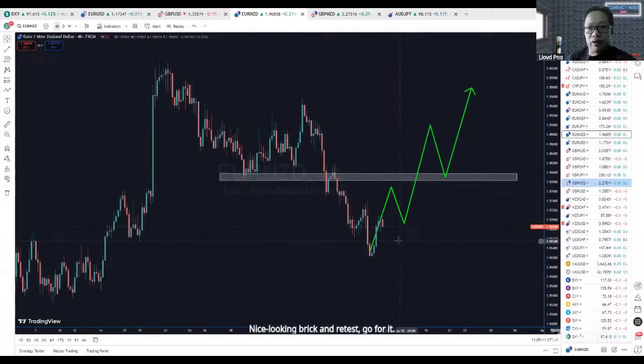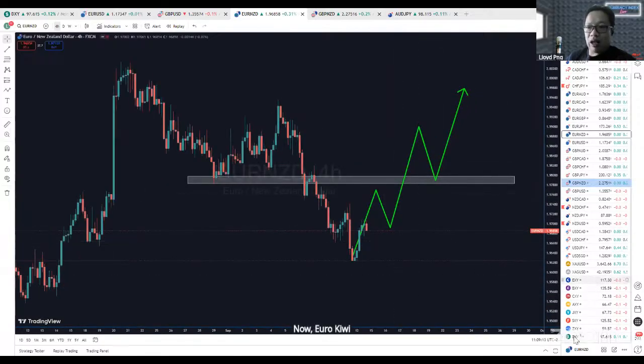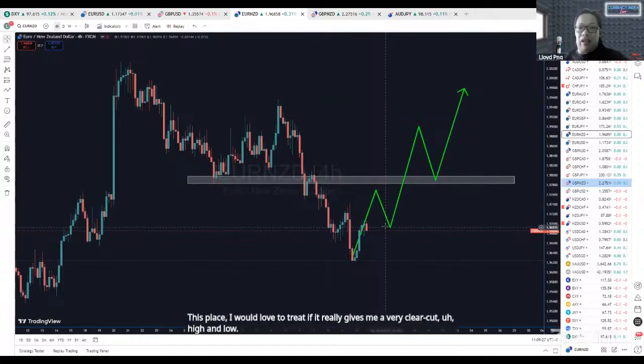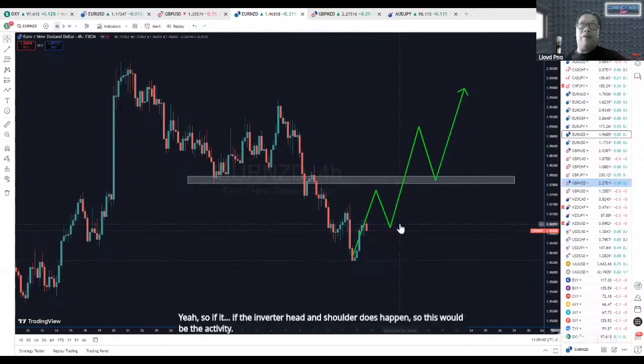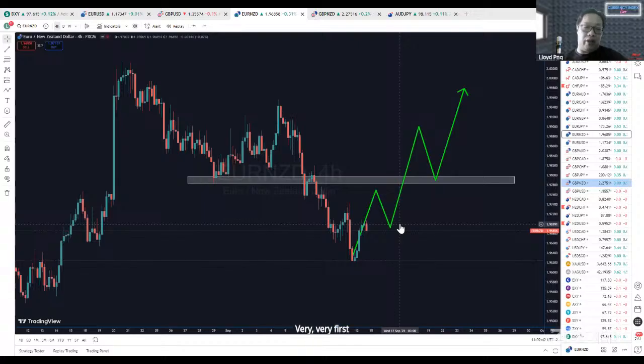Now, Euro Kiwi, I'm bullish on Euro. I'm bearish on Kiwi. So here's what I'm waiting to do. I'm not about to trade reversal. This place, I would love to trade if it really gives me a very clear-cut higher low. If it does happen, at the same time, it will really look like an inverted head and shoulders. So if the inverted head and shoulders does happen, this would actually be the very first opportunity for a trend trader to get in.